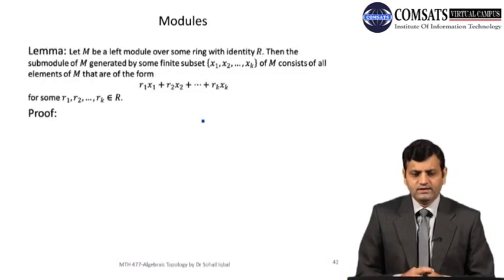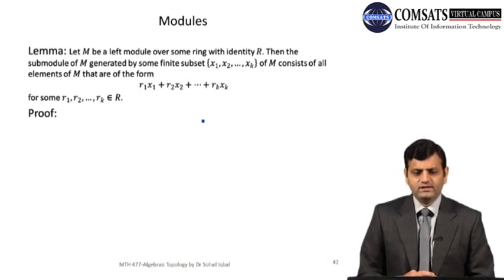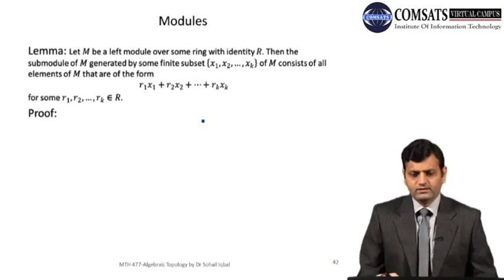So as a simple result, we have this thing that if we have a left module over some ring with identity, then the submodule of M generated by some finite subset of M consists of all elements of the following form.